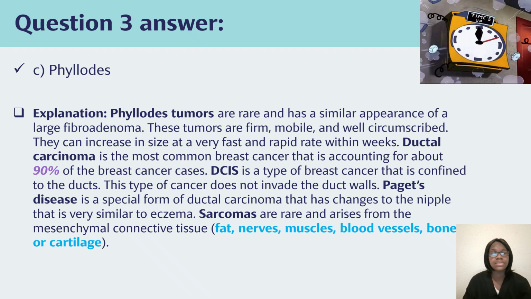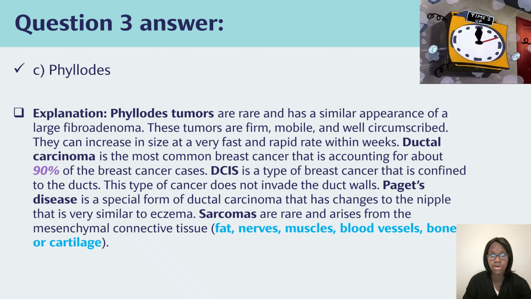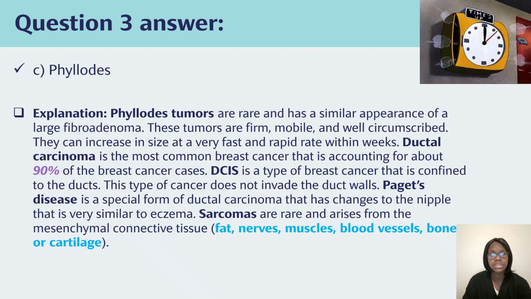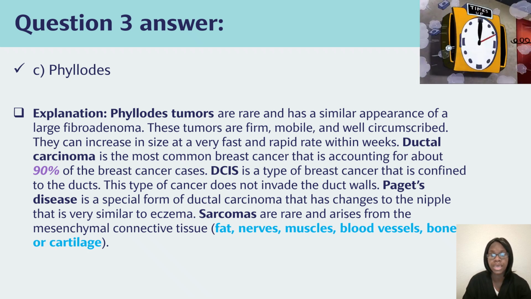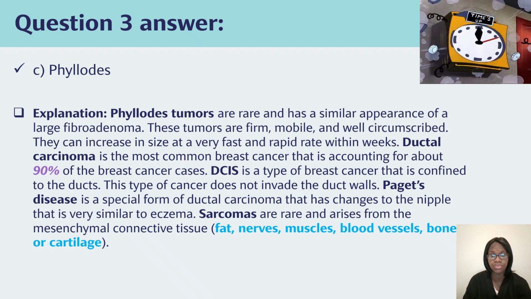Okay, the correct answer is phyllodes. So phyllodes tumors are rare and have a similar appearance to a large fibroadenoma. These tumors are firm, mobile, and well circumscribed. They can increase in size at a very fast and rapid rate within weeks.